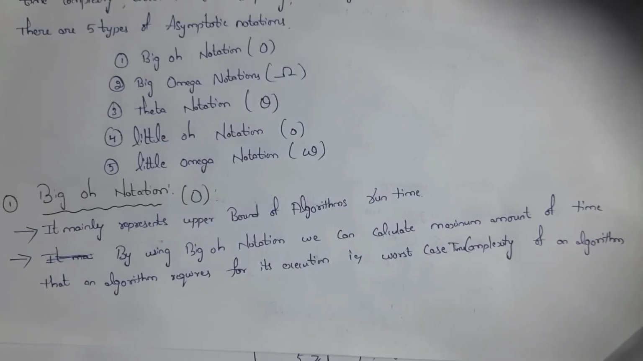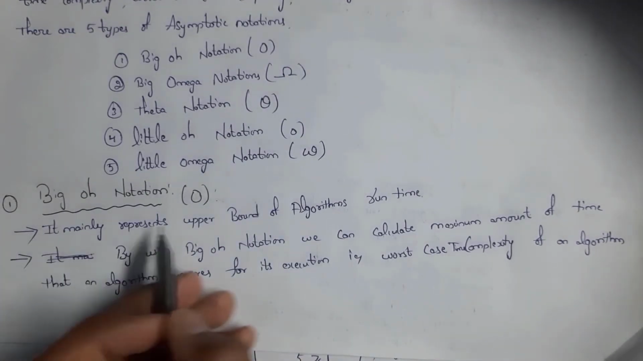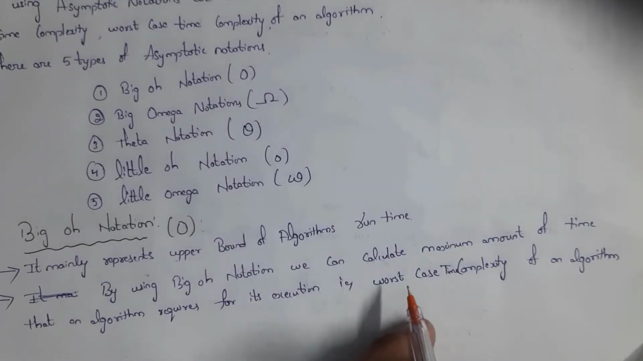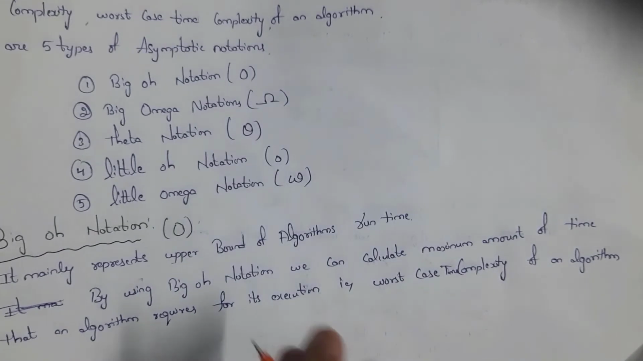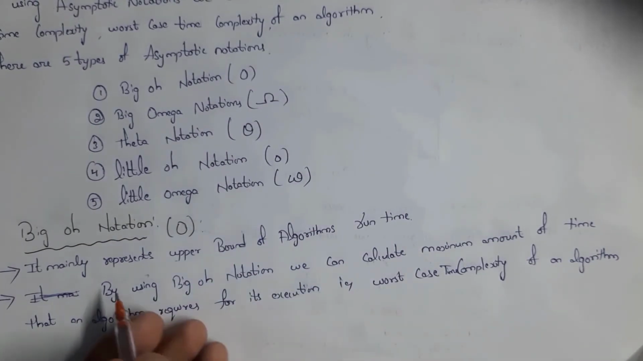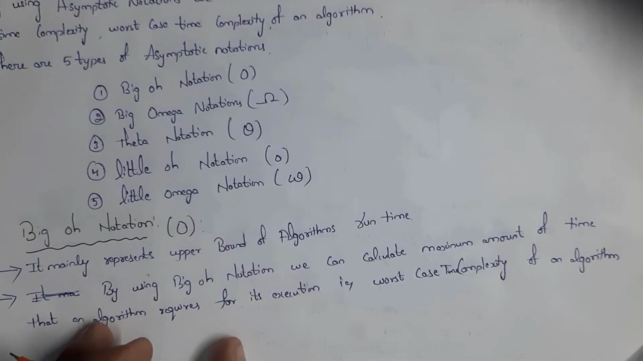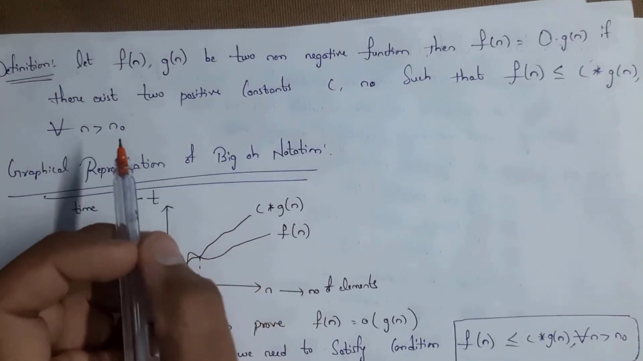First one is big O notation. It is denoted by the capital O symbol. Big O notation is mainly used to represent the upper bound of an algorithm's runtime. And by using big O notation, we can calculate the worst case time complexity of an algorithm. Worst case time complexity means the algorithm takes maximum time for execution. So by using big O notation, we can calculate the maximum amount of time taken by an algorithm for execution. This is known as big O notation. Main use is to calculate worst case time complexity. This is the definition of big O notation.